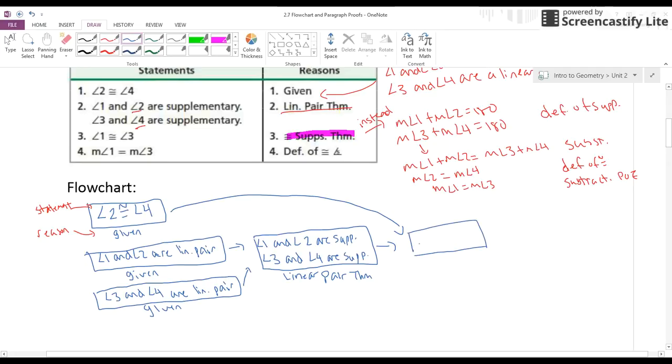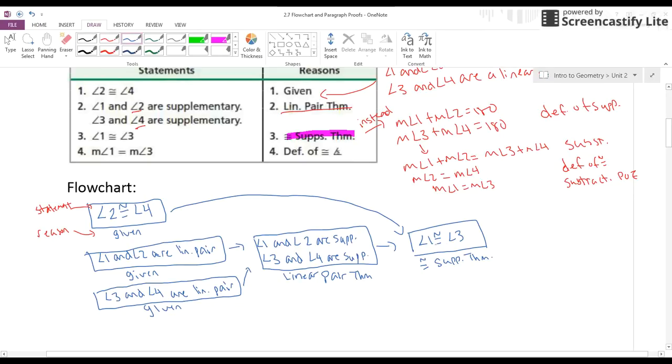So if I know that angle 2 and angle 4 are congruent, and angle 2 and angle 4 are supplementary to two other angles, I know that angle 1 is congruent to angle 3 by the congruent supplements theorem. And again, not a big deal. We're not really going to go over this very much, that congruent supplements theorem, because you can easily do it with that definition of supplementary and all that, okay?